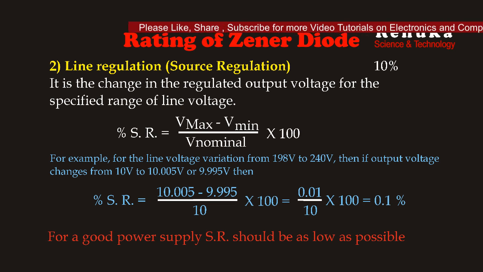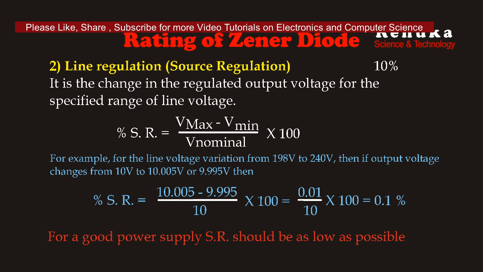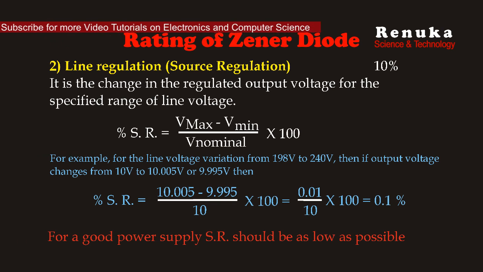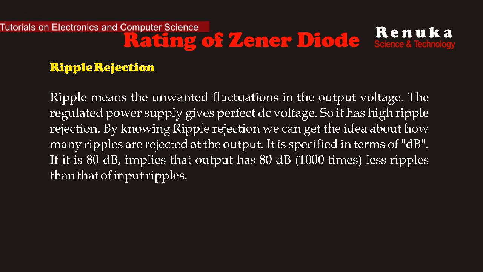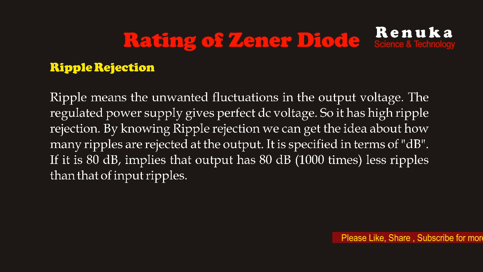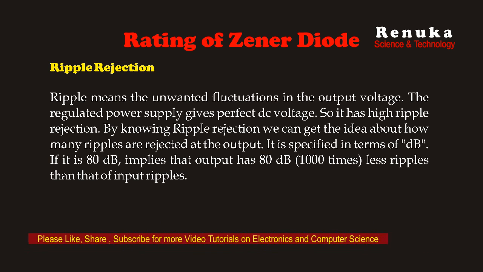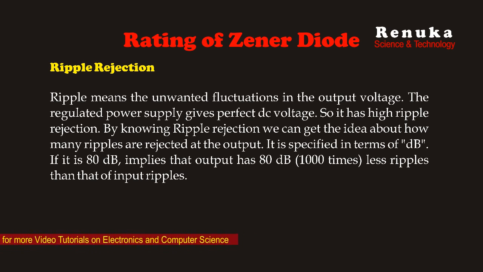Another definition regarding the regulator is ripple rejection. Ripple means the unwanted fluctuation present in the output voltage of the rectifier. A regulated power supply gives perfect DC voltage and has high ripple rejection. By knowing the ripple rejection, we get an idea of how many ripples are rejected at the output. It is specified in decibels. For example, 80 dB implies that the output has 1000 times less ripple than the input ripple.